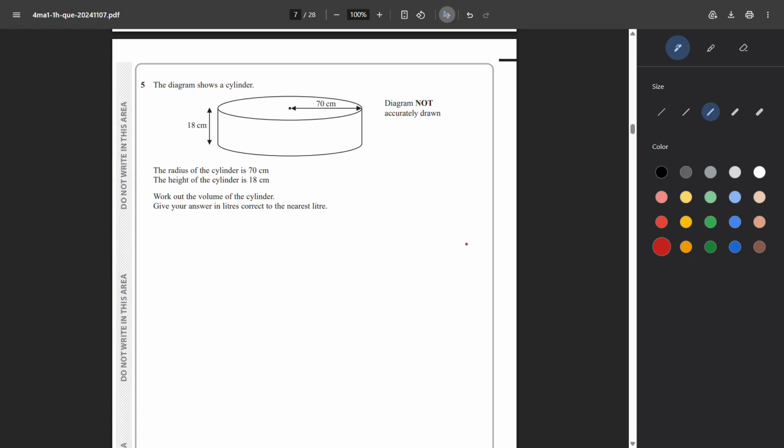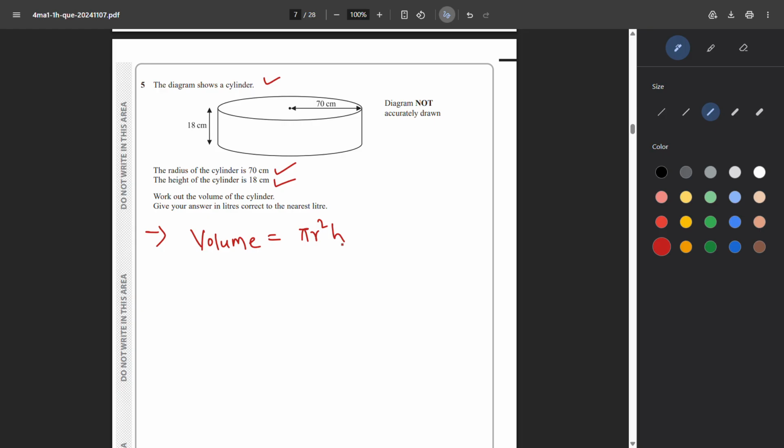Now in question number 5, they have given one diagram, a diagram of a cylinder. The diagram shows a cylinder whose height they have given 18 centimeter and radius 70 centimeter. The question is, work out the volume of the cylinder. So initially you have to write down the formula of volume of cylinder, that is pi r square h.